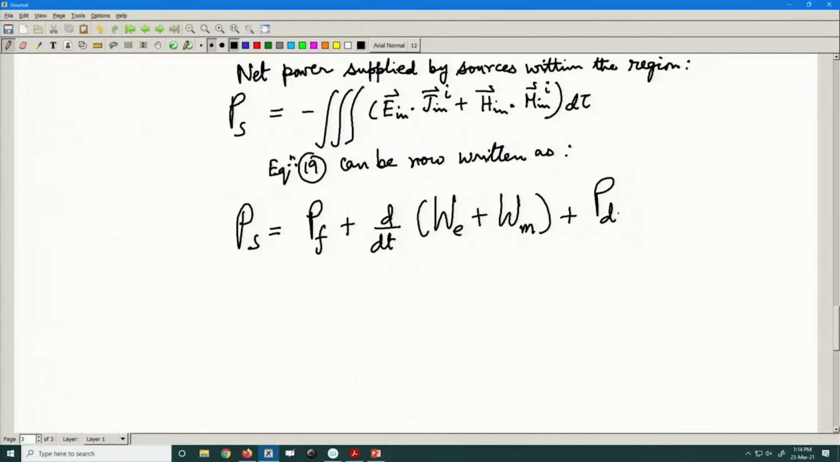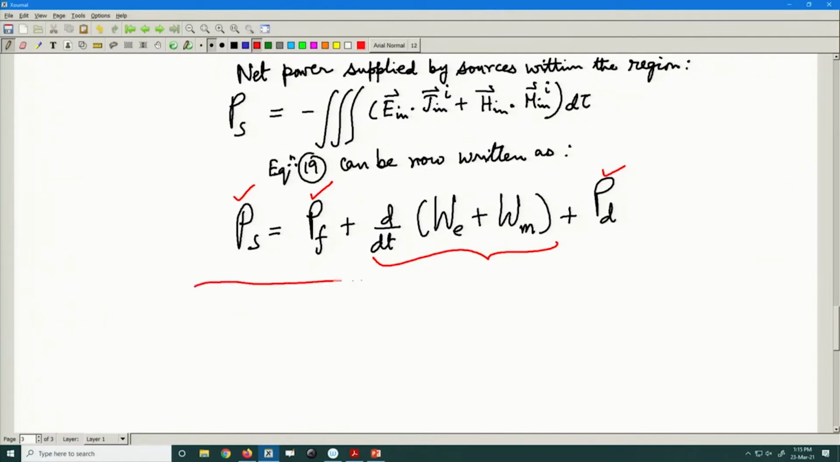Hence, the power supplied by sources within a region, which is this term, must equal that leaving the region, which is that term, plus that dissipated, which is that term, that is also within the region, plus the rate of increase in electric and magnetic energies stored within that region, which is this term.